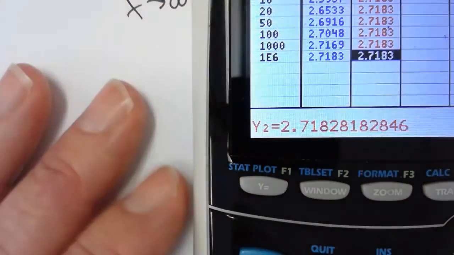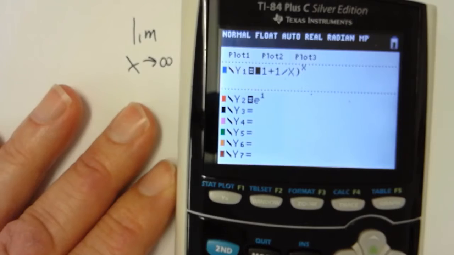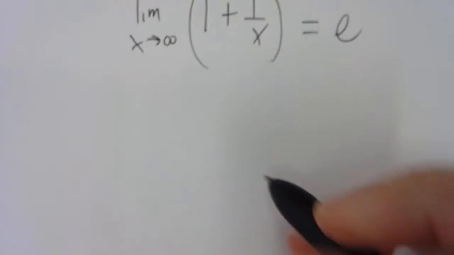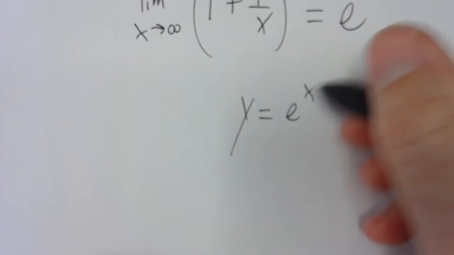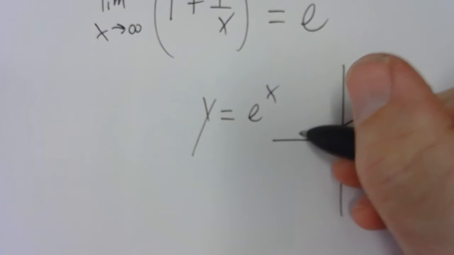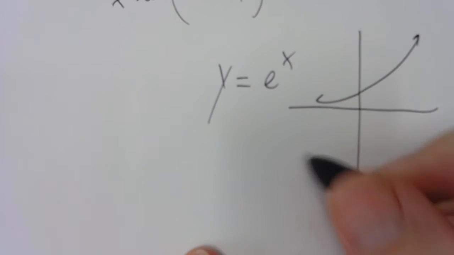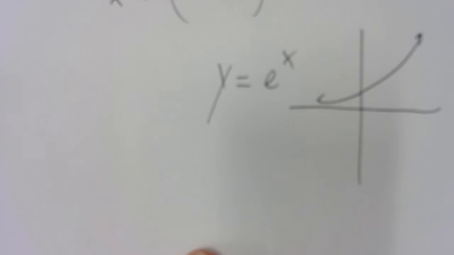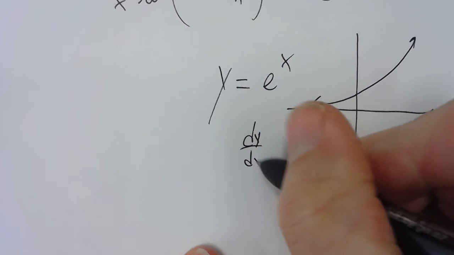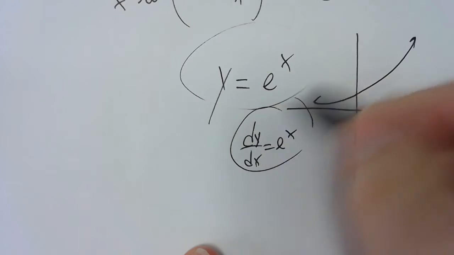A couple things that are interesting about e is the graph of e. So I'm going to go back to my graphing thing here. So the graph of e is an exponential function. So we do y is equal to e to the x, creates this exponential function like this. And what's cool about it is the fact that the derivative of e to the x is just e to the x. It's the same function.